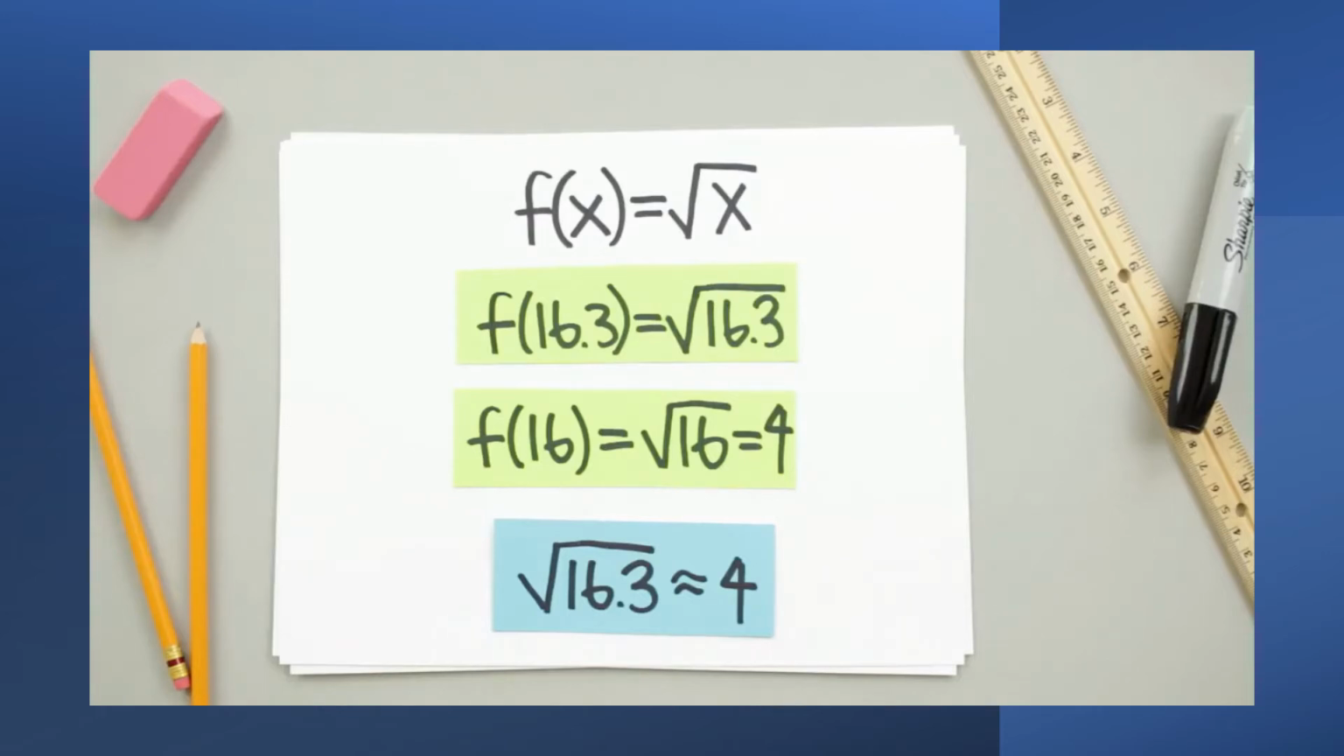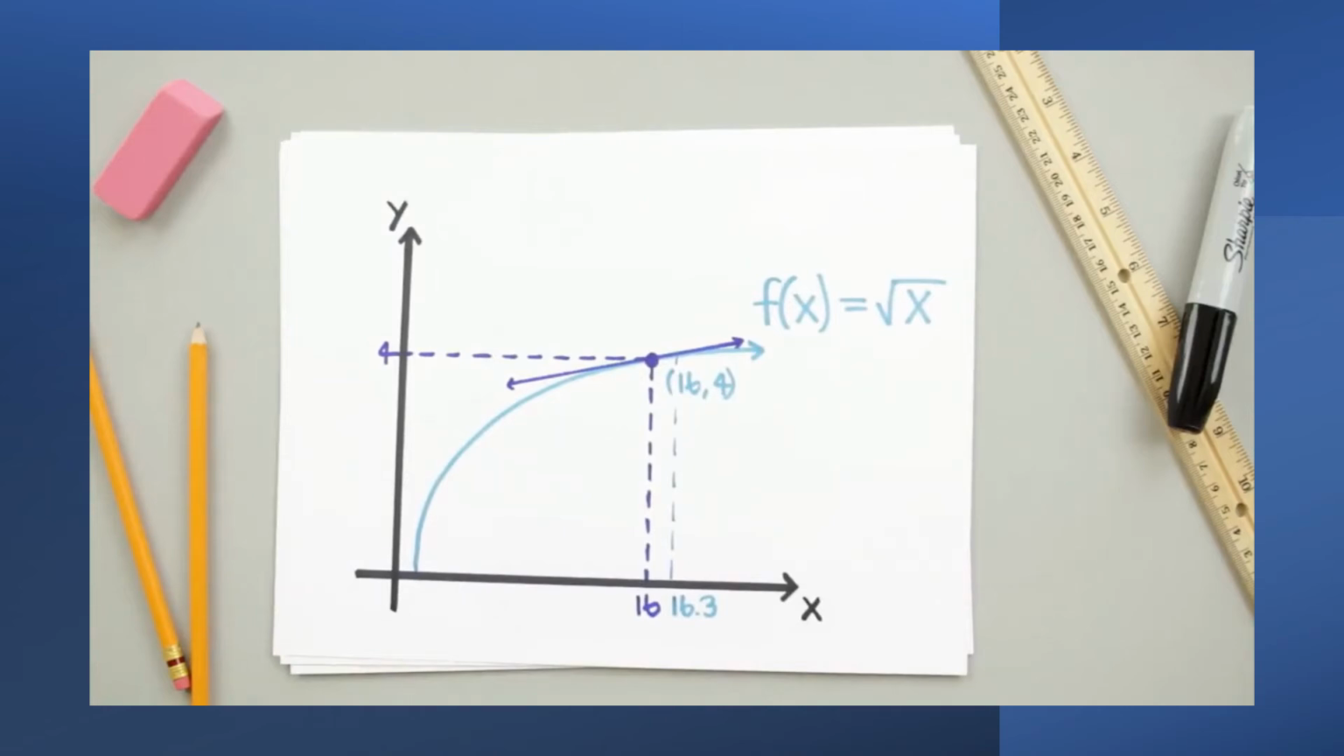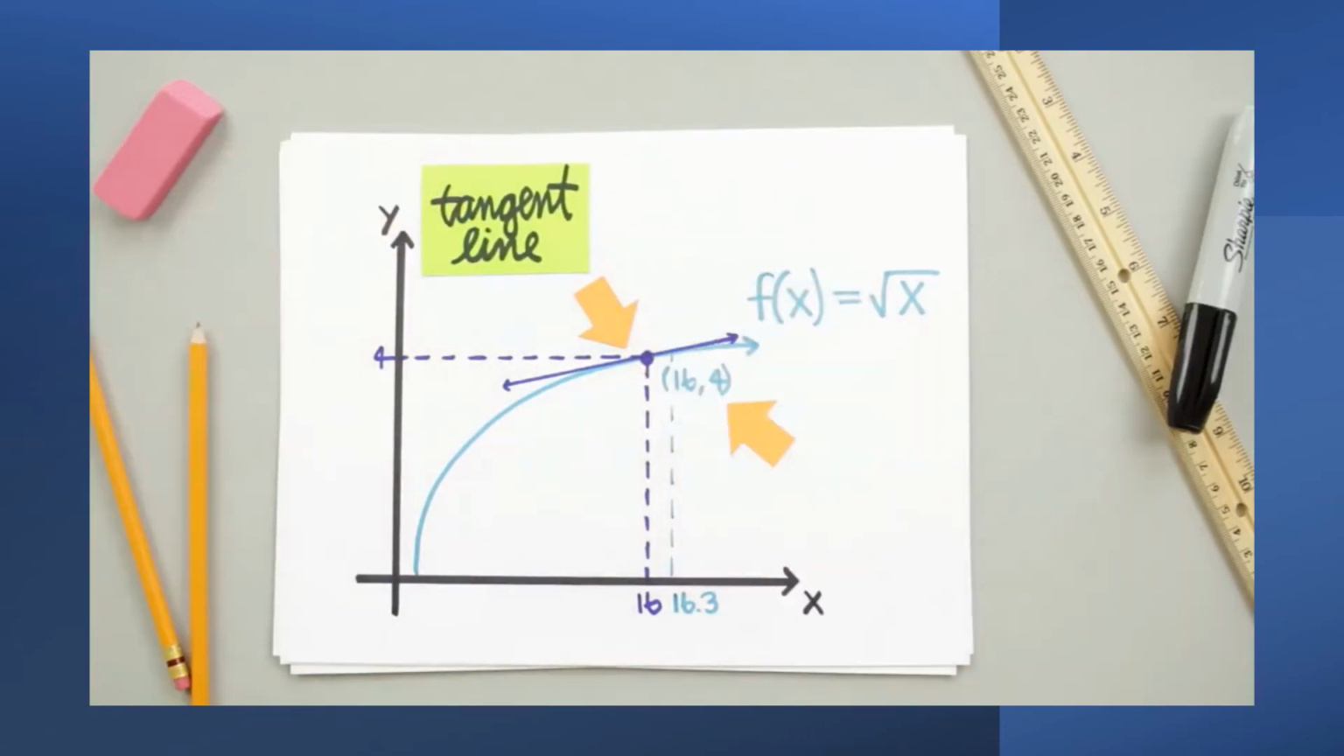If we take a look at the graph of the function f of x equals the square root of x, we can mark the point here with coordinates 16, 4. We know the square root of 16.3 is going to be nearby, so what we can do is draw a tangent line to the graph at the point we do know, and then use the equation of that line in order to find a y value for x equals 16.3.